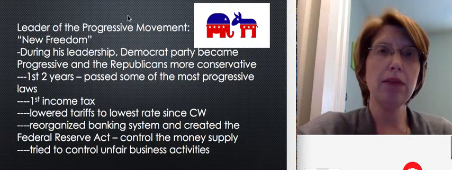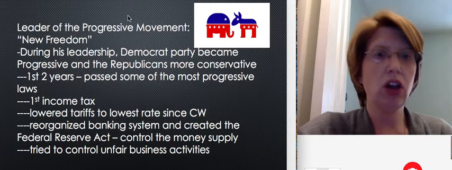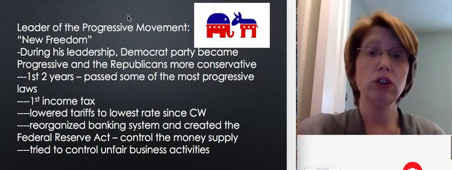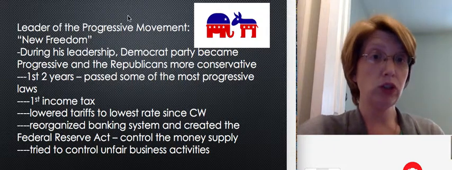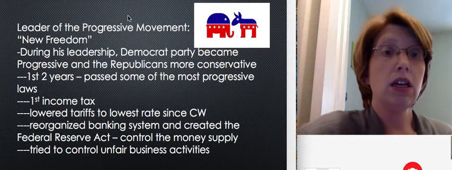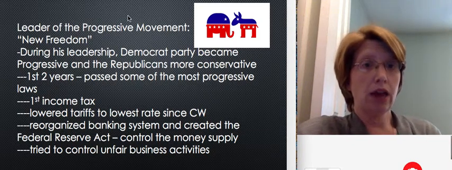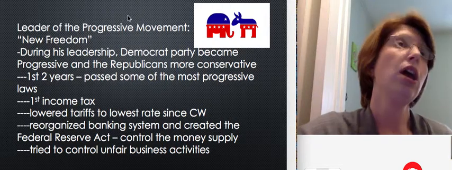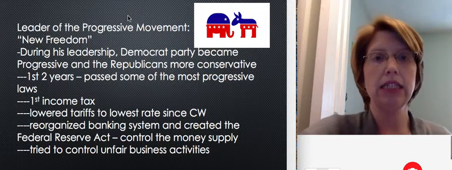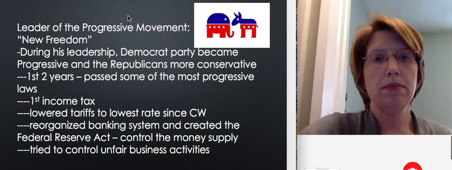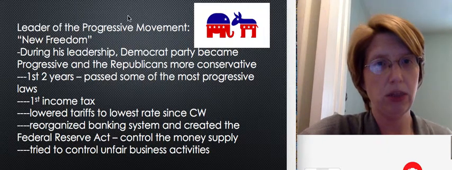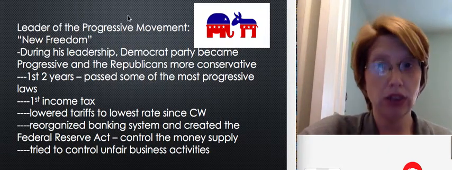Then he reorganized the banking system. There was a lot of crisis a few years ago in some banking things, and people were panicking over losing their money. So he reorganized the banking system and created the Federal Reserve Act and put the Federal Reserve, which is a government organization, in charge of the money supply, so that they could control interest rates and the money going in and out, so that they could try to decrease the ability of having a depression. So he gave that power back to the government.